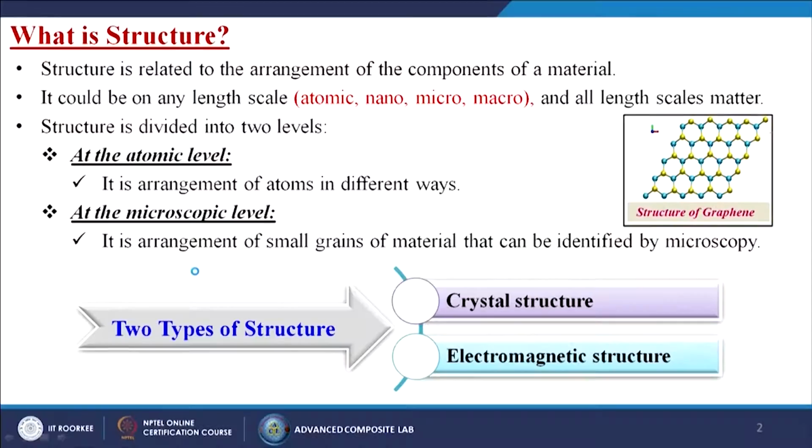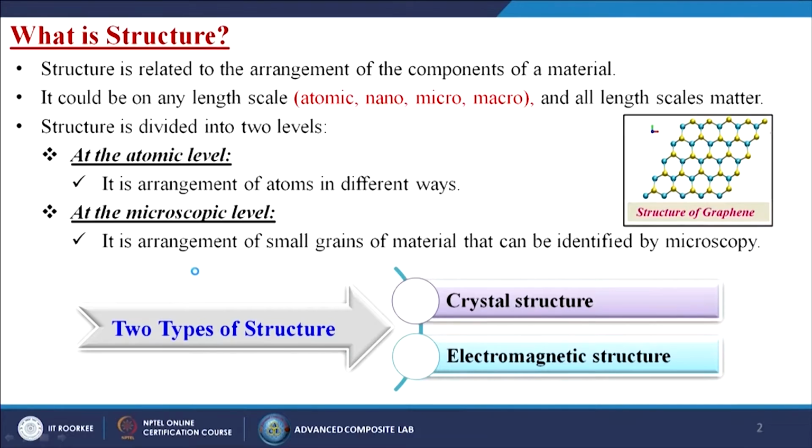Structure is related to the arrangement of the components of a material, that means it is the skeleton of any kind of material. It could be on any length scale, like atomic, nano, micro or macro, and all length scales matter for structure. Structure is generally divided into two levels. The first is called the atomic level and the second is called the microscopic level.